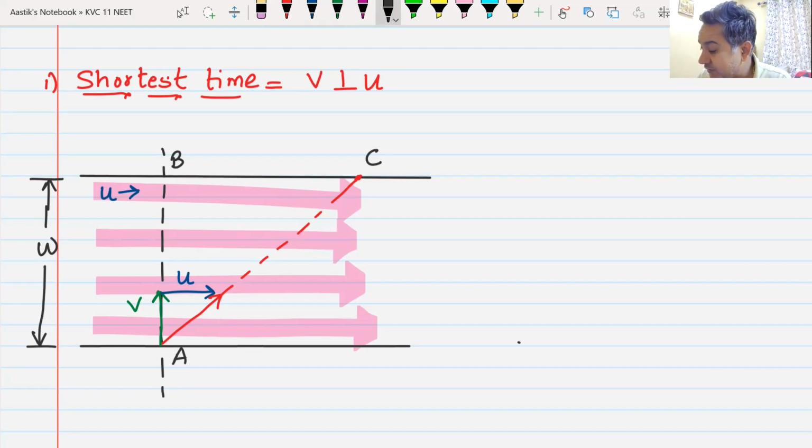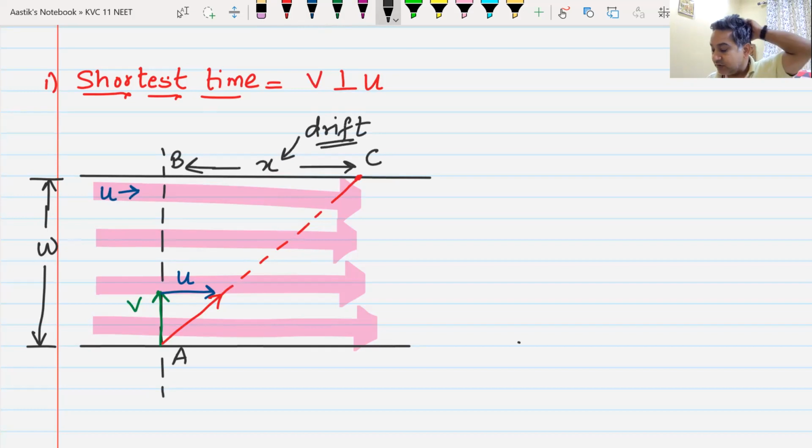He reaches point C. This distance from B to C is known as X. This X is known as the drift. He has been drifted by the river. This red is the velocity of man with respect to ground.